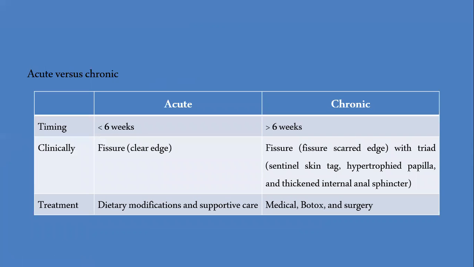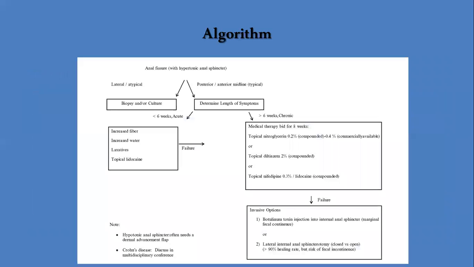And this is the comparison of acute and chronic anal fissure. Regarding the treatment of acute anal fissure, dietary modification and supportive care is enough. In case of chronic anal fissure, medical treatment, Botox injection, and surgery is the last option. And this algorithm is a very important algorithm.